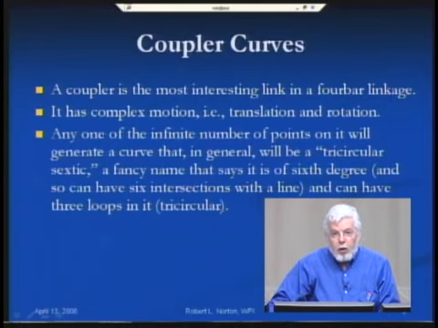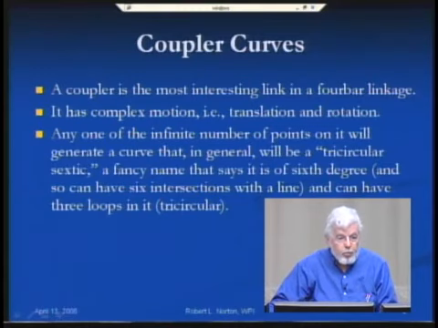And we can have an infinite number of points on this coupler, or on any link for that matter. And any one of those points will generate a curve that, in general, is a tricircular sextic. That's just a fancy terminology indicating that it is of 6th degree, and it can have 3 loops. That's the tricircular designation.